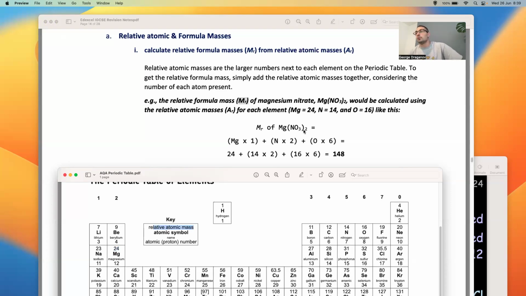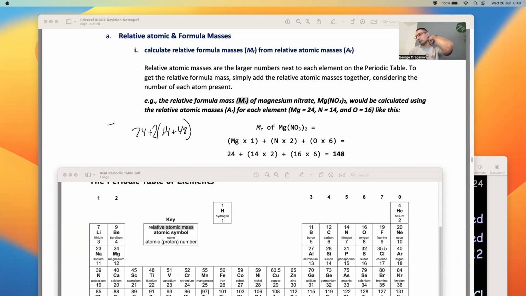So here we have Mg(NO3)2. We have 1 Mg, so 24, which is from here. Nitrogen is 14. So we have 14 times 2. And then we have 3 times 2 is 6, so 6 times 16. That's one way of doing it. I prefer actually to add up what's inside the bracket, then double it. So I would go 24 plus bracket, then 14 plus 3 times 16. So 14 plus 48, 3 times 16. And then I will times the whole thing by 2. That's my preferred method, because it avoids the error of multiplying out the atoms incorrectly.